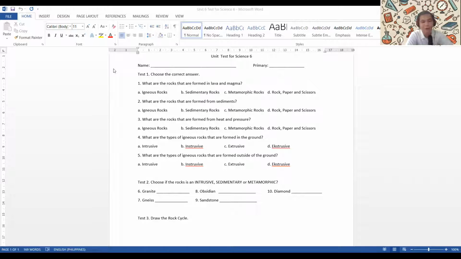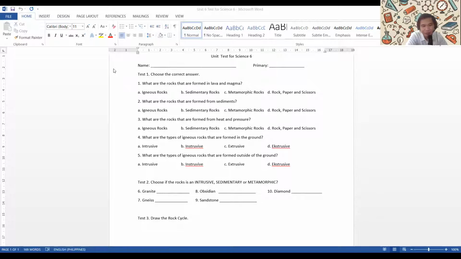Now, number 4, what are the types of igneous rocks that are formed inside the ground or in the ground? Is it A, intrusive? Is it B, intrusive? Is it C, extrusive? Or is it letter D, extrusive? Remember what I said? Inside the ground. Inside, intrusive. Okay, intrusive igneous rocks. That's letter A.